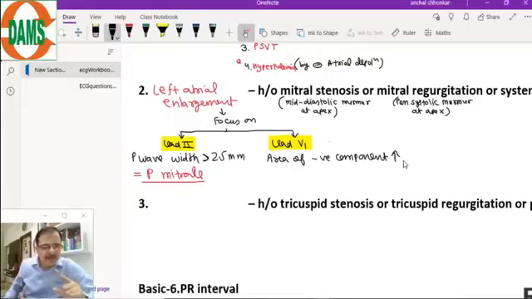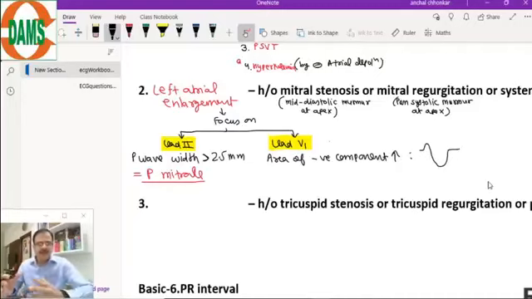Area of the negative component of P wave will be increased. And how is the area determined? So the area is determined as follows, and this is an important name of the sign as well. This is the positive component, and this is the negative component of P wave. You can see the negative component becomes relatively larger in area because of the left atrial depolarization due to left atrial enlargement.